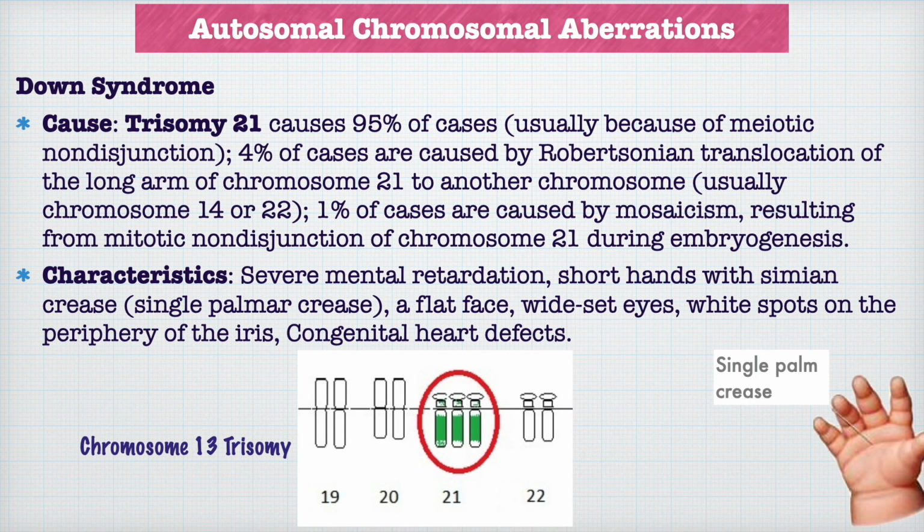Autosomal chromosomal aberrations, Down syndrome. Down syndrome is named after John Langdon Down, the British physician who described the syndrome for the first time in 1866. The primary cause of Down syndrome is chromosome 21 trisomy, a numeric aberration of the hyper-aneuploid type. Individuals with Down syndrome have severe mental retardation, short hands with a single crease on the palm, a flat face, wide set eyes, white spots on the periphery of the iris, and congenital heart defects.